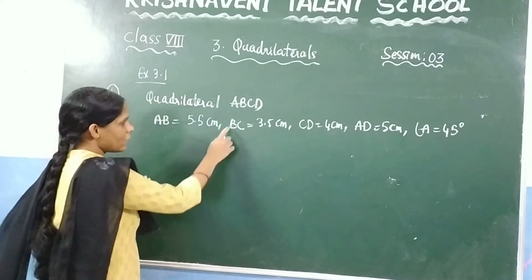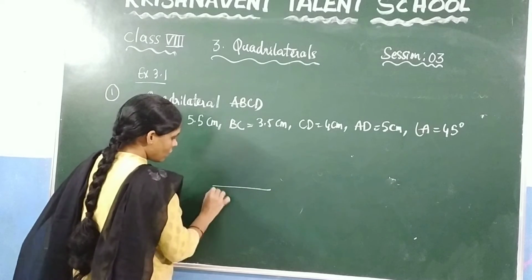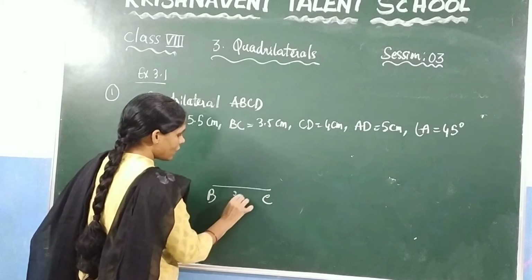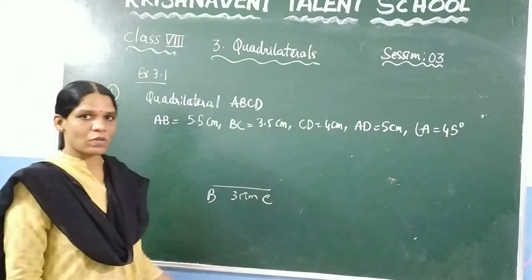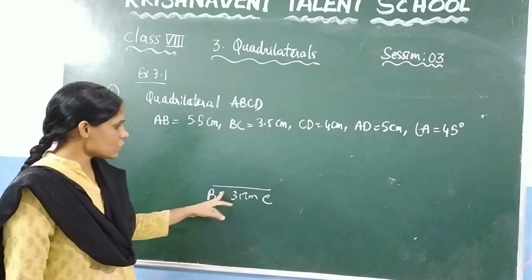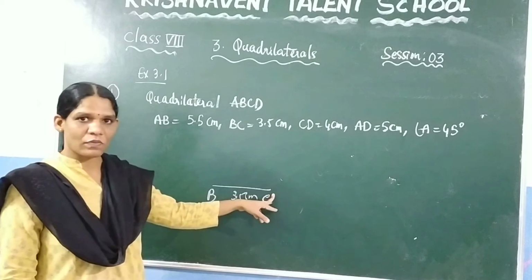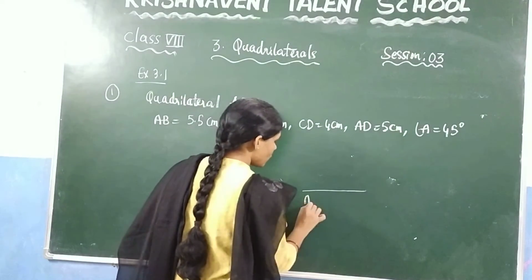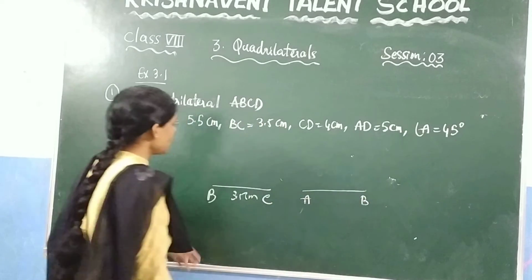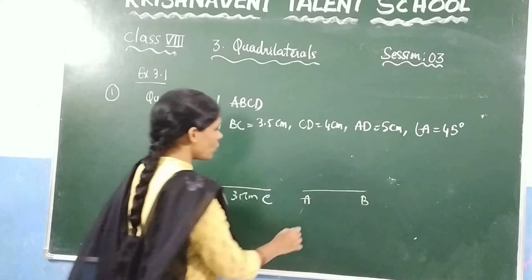So let us suppose we take BC, the line segment which they have given here as 3.5. Now how can we proceed if you want to construct this quadrilateral? Here angle B is not given and angle C is also not given. So here if you take the length of AB, what is the length of AB? They have given in the question, which is 5.5.